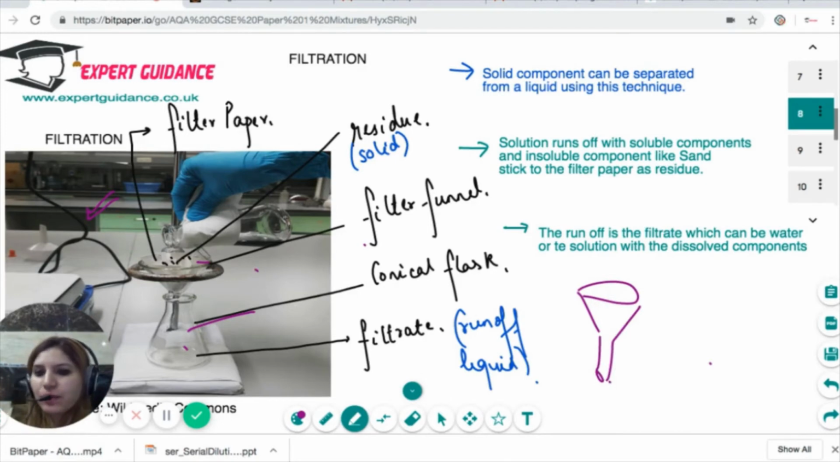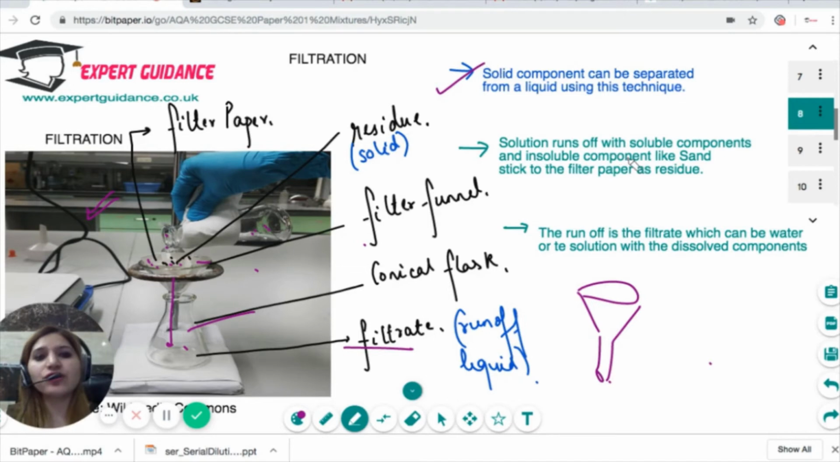Now you pour your solution of a solid and a liquid through this filter paper. The solid component, which is insoluble in the solution, will stick to the filter paper, and the runoff will be the soluble solution, which is known as the filtrate. So the solid component can be separated from a liquid using this technique.